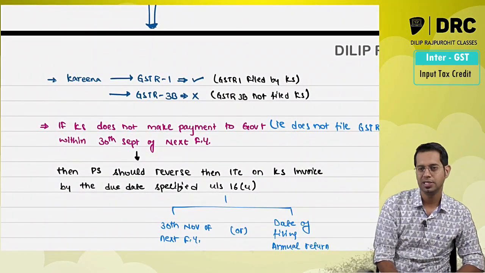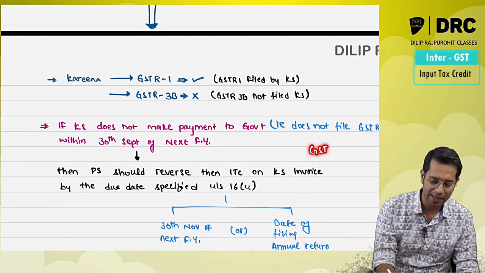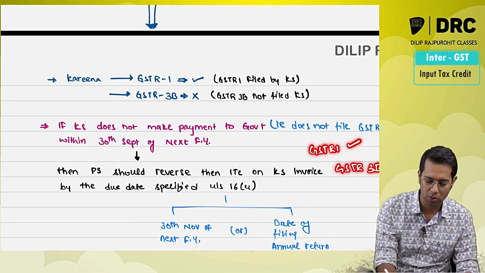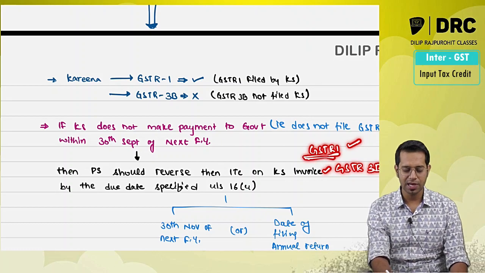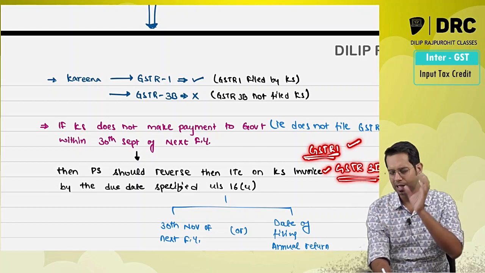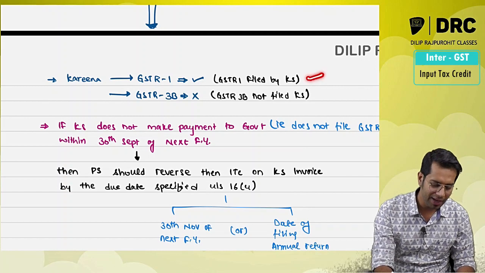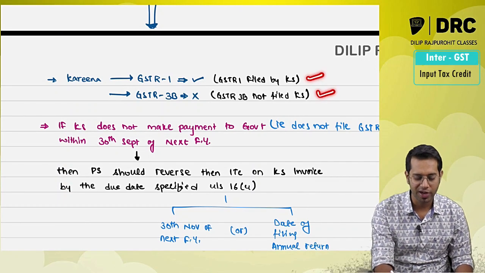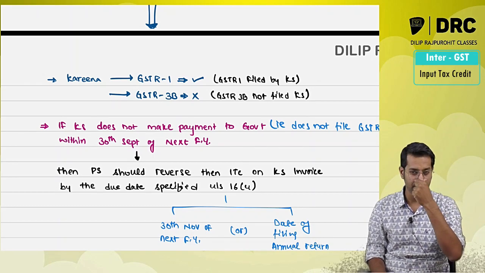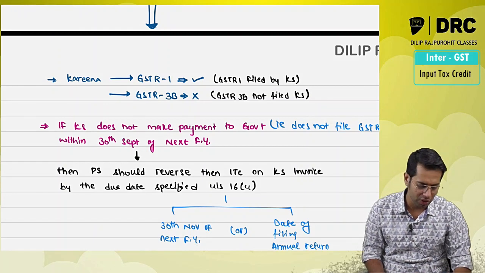Now what has happened? See this carefully. Normally a registered person has to file two types of return, GSTR1 and GSTR3B. GSTR1 is for your sales, outward supply. GSTR3B is sales minus purchases and your net payment of taxes. Now Karina has filed her GSTR1, but she has not filed her GSTR3B, meaning she has given the details of outward supply but has not paid the taxes to the government.